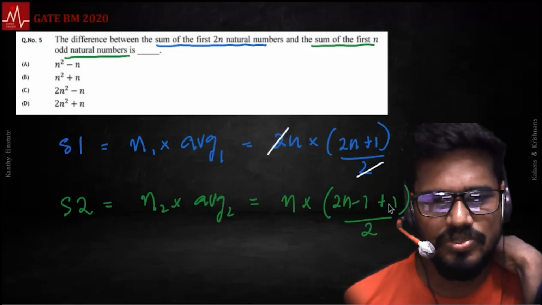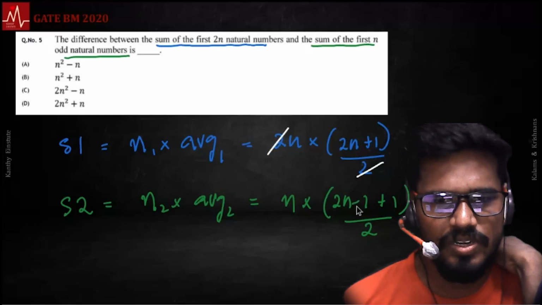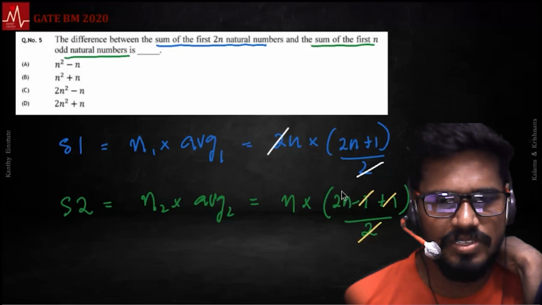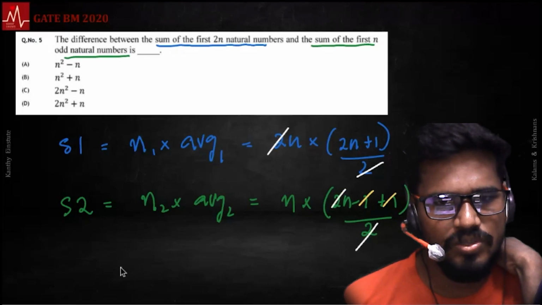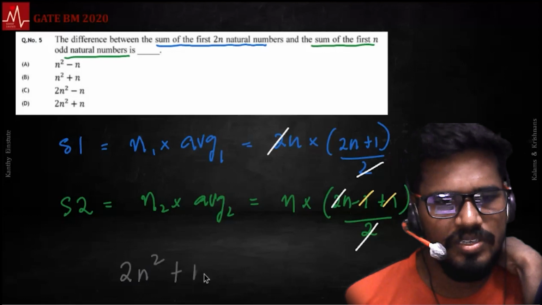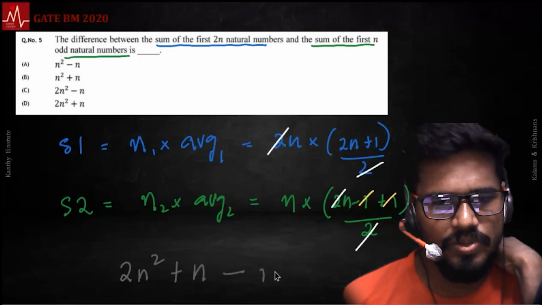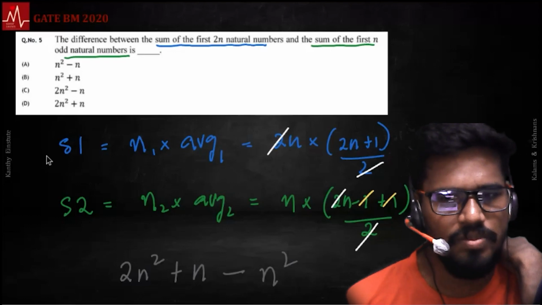You can do this subtraction. Calculations you could do. This cancels this one and this one cancels. This 2 will cancel with this 2. Yeah, this 2 will cancel with this 2. Answer: S1 is 2n square plus n. S2 is subtracted, right? Differences. So this is n square. So I suppose this is n square plus n.